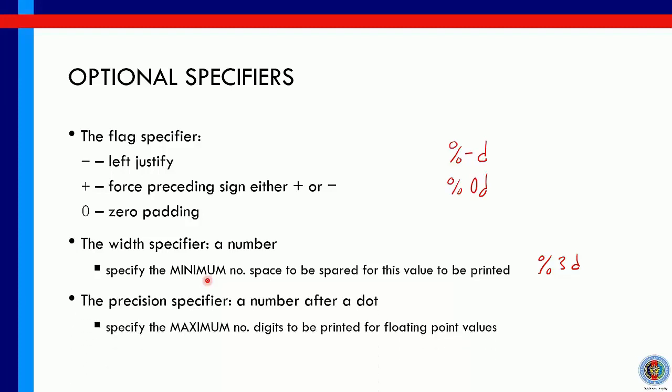The last one is the precision specifier. This is also a number, must be preceded by a dot. This, on the other hand, is to specify the maximum number of digits to be printed if we are printing floating point. This way, we can limit the number of precision that we want to print, because sometimes too many digits after decimal point will make our printing ugly.